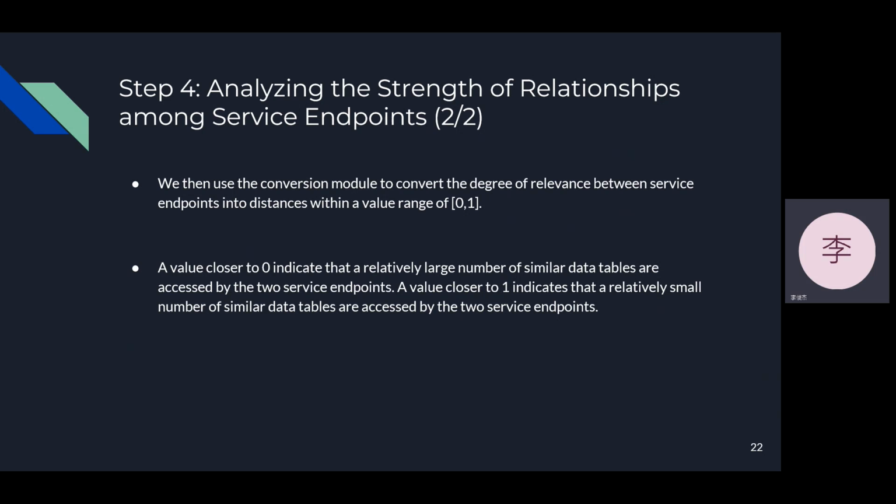We then use the conversion module to convert the degree of relevance between the service endpoints into a distance with a value range of 0 to 1. A value closer to 0 indicates that a relatively large number of similar data tables are accessed by the two service endpoints, while a value closer to 1 indicates that a relatively small number of these similar data tables are accessed.